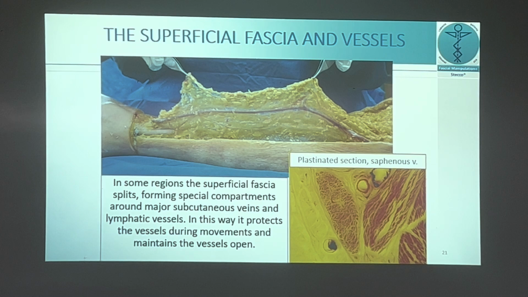What about vessels? Saphenous vein, Achilles tendon, medial malleolus. The vein, you see it right here, coming up, and then we have all the veins right here. The vein is inside a bilamination of the superficial fascia. So when you are talking about problems of the superficial vein system, the superficial fascia has to be taken into consideration.